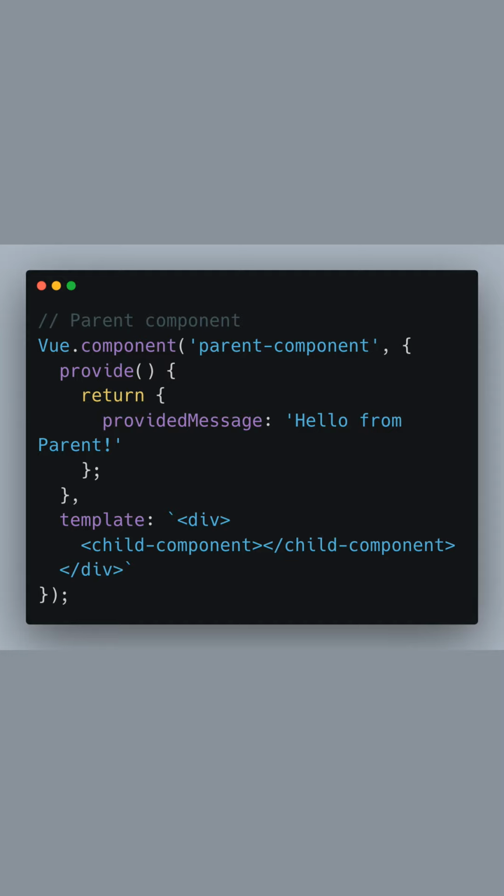Let's begin with the parent component. Here, we have defined a component named parent component using Vue component. This component will make use of the provide option, which is a function that returns an object.